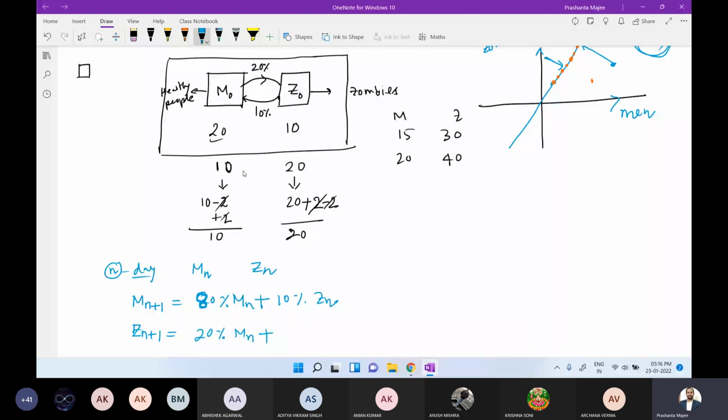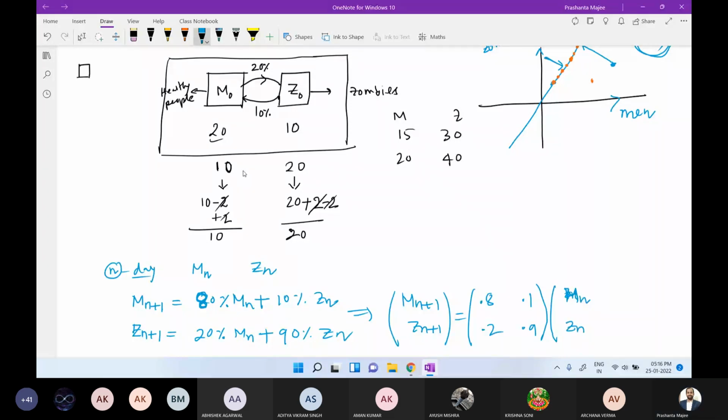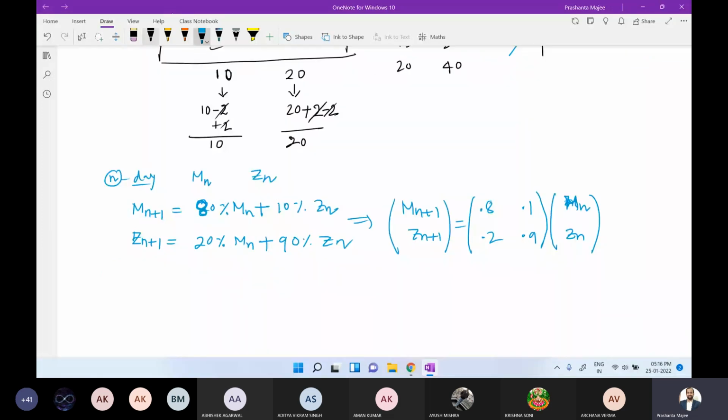So 90% of z_n. If you write it in matrix form, you get m_(n+1), z_(n+1) equals the matrix with 0.8, 0.1, 0.2, 0.9 multiplied by the vector m_n, z_n. So you are getting this matrix. This is the matrix of the system, and if you find the eigenvalue of this matrix, you will get this vector.